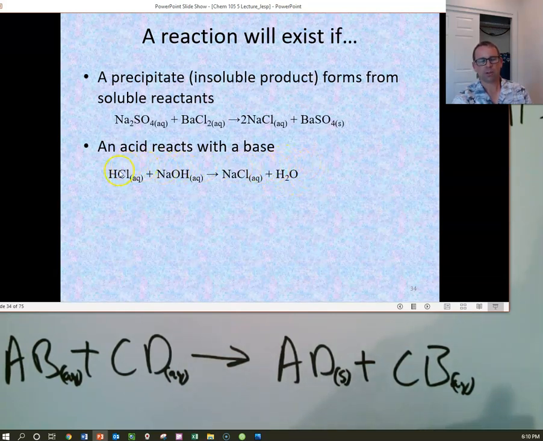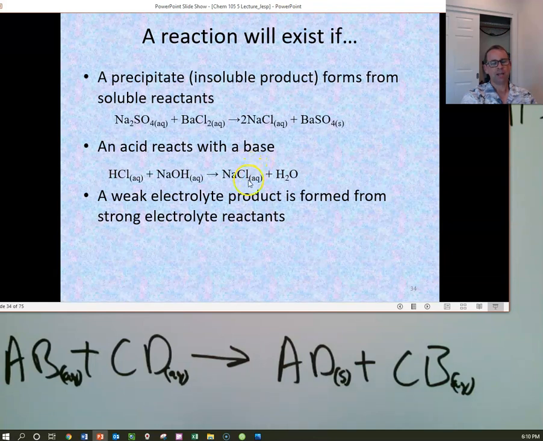We had these ions floating around. The hydrogen ion and the hydroxide ion found each other and formed a water molecule. All right, so this is an acid reacting with the base. We can call this sort of reaction an acid-base reaction, or you could call it a neutralization reaction. That's fine too.